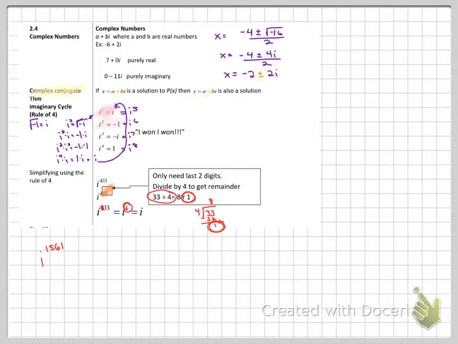Well, 1,500 is always going to be divisible by 4. So really, I can change this to, okay, she wants me to reduce i to the 61st. Then I can do 61 divided by 4. 4 goes into 6 one time, minus 2, 1. 4 goes into 21 5 times, 20, minus, the remainder happens to be 1. So it's really i to the first, which means that reduces to just i.